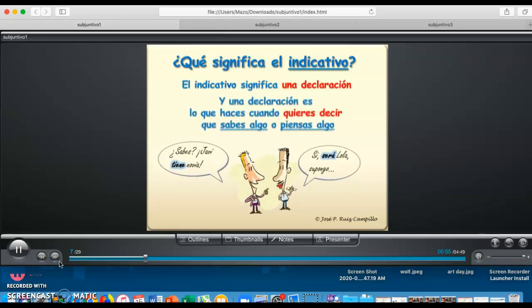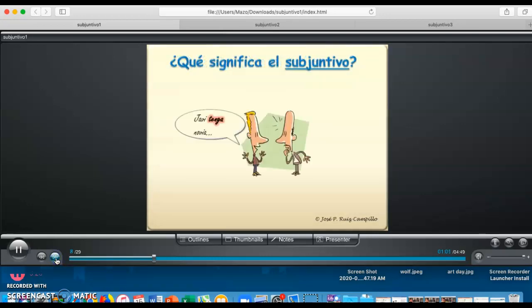Okay, because until now you've been doing declarations, declaraciones. ¿Qué es una declaración? Una declaración es lo que haces cuando quieres decir que sabes algo o piensas algo. ¿Sabes algo? You know something. ¿Piensas algo? You think something. So until now, that's what you were expressing: things that you know or you knew or you will know, or things that you think. That is what we learned until now with the indicative.